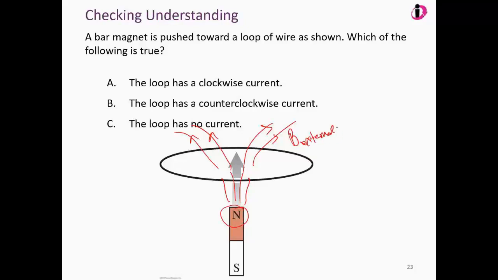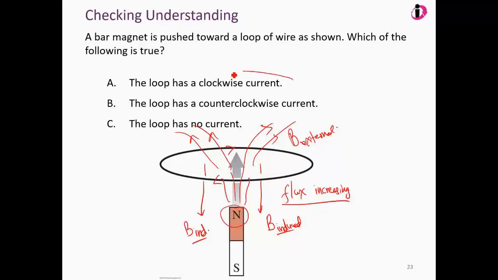Now, since you are pushing this magnet towards the loop, the flux through the loop is increasing. From Lenz's law, if the flux is increasing, it will induce current so that it opposes. This is the magnetic field induced by the loop, B induced. It has to oppose, and to produce a downward field, you need a clockwise current. So the answer is clockwise. You get clockwise current in this loop.